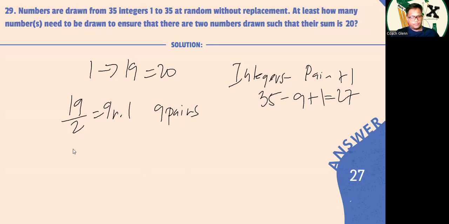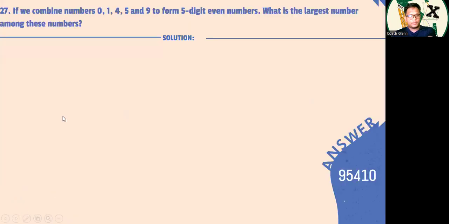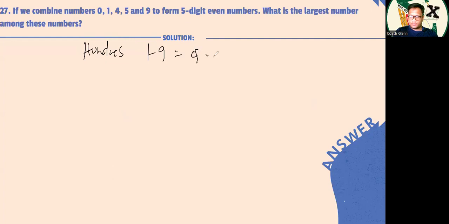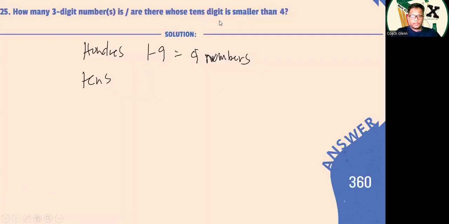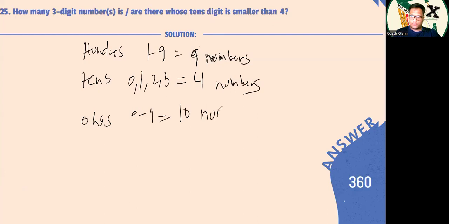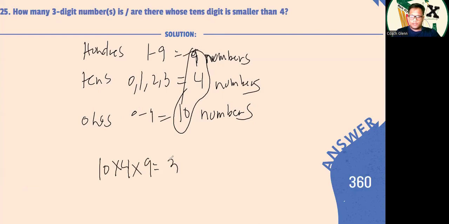Okay, another request was number 25. So this should be our last request. For this one, we just need to have our choices. For the hundreds, you can choose from 1 to 9. So that's equal to 9 numbers. For the tens, you can choose from 0, 1, 2, and 3, because it should be less than 4. So that's equal to 4 numbers. And then for the ones, you can choose from 0 to 9. So that's equal to 10 numbers. We just multiply these 3. So we have 10 times 4 times 9. So that's equal to 360.